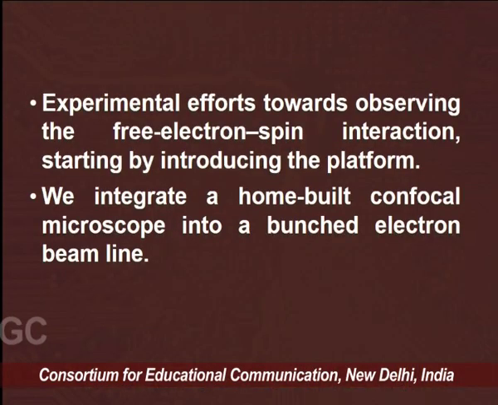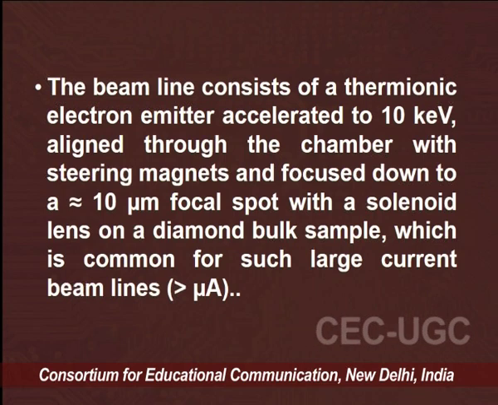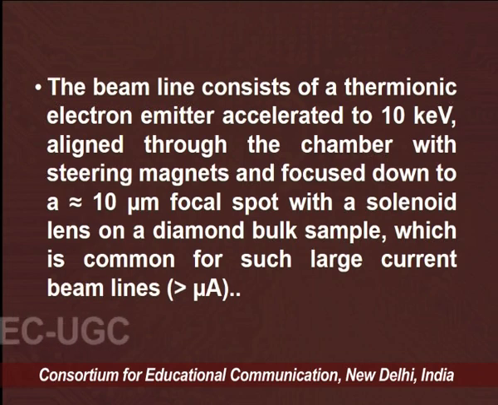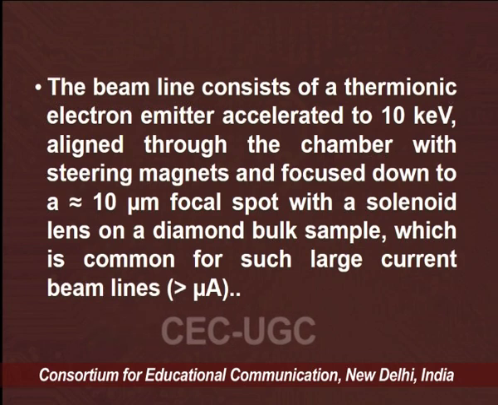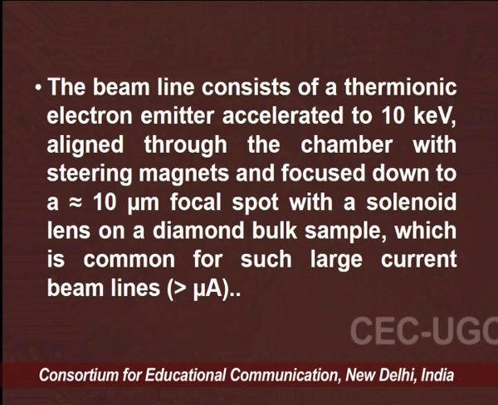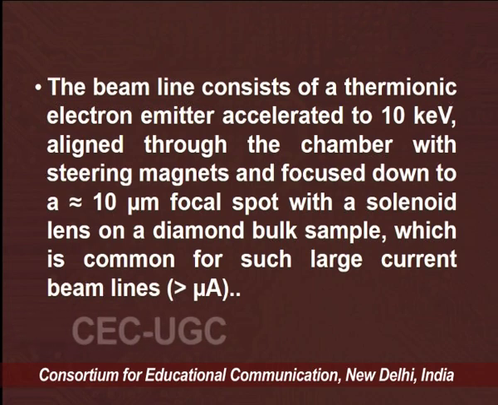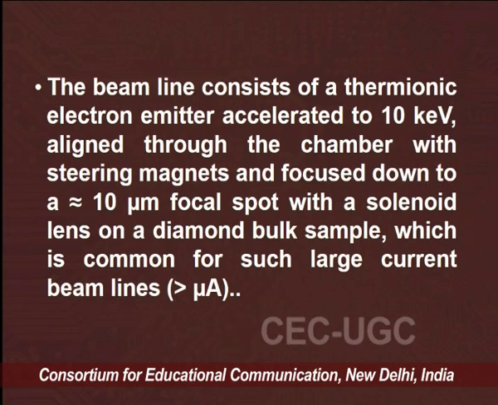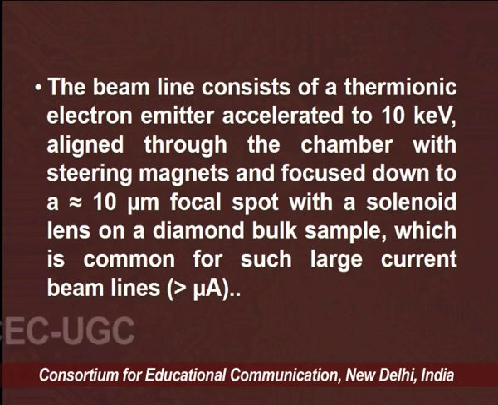For the experimental effort towards observing the free electron spin interaction, we start by introducing the platform, which integrates a home built confocal microscope into a bunched electron beam line. The beam line consists of a thermionic electron emitter accelerated to 10 kiloelectron volts, aligned through the chamber with a steering magnet and focused down to a focal spot of area A equal to 10 micrometer, with a solenoid lens on a diamond bulk sample.